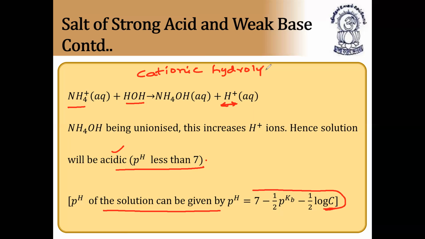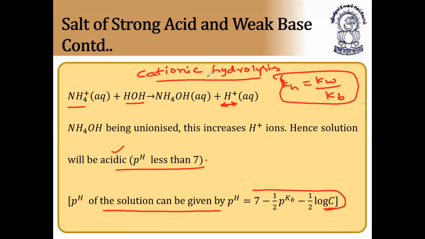What are the important formulas from this? How to calculate the hydrolysis constant? Kh is equal to Kw by Kb. If they ask for the hydrolysis constant, we have to use this formula. The Kw value we already know is 10 to the power of minus 14, and the Kb value they will give you, so you can find the hydrolysis constant easily. Which type of salts will undergo cationic hydrolysis? Salts of a strong acid and weak base. The only thing you have to do is identify what type of salt it is. If you cannot identify the type of salt, we cannot apply the formula easily.